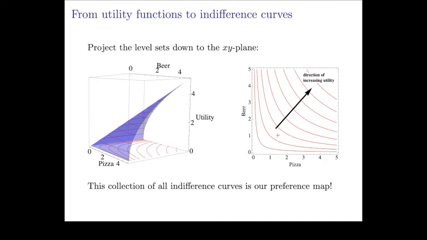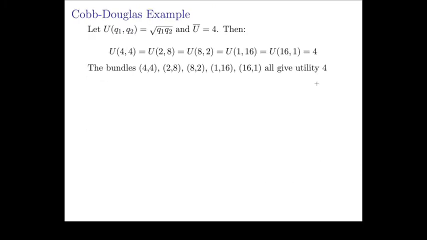So that as you go in this direction, you're made better off. As you get more and more beer and pizza, you're happier. So that gives us our collection of indifference curves. Let's look at an example. So think of the utility function that we had seen earlier, where the utility from the bundle q1, q2 is just the square root of q1 times q2. And let's say we want to find the indifference curve through all the bundles that give us utility 4.